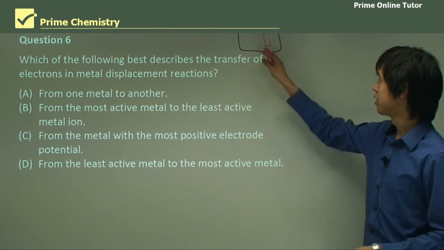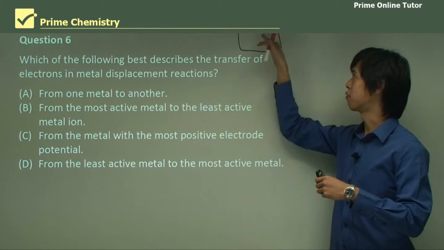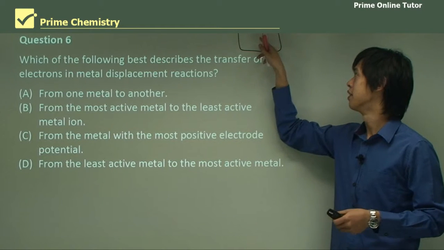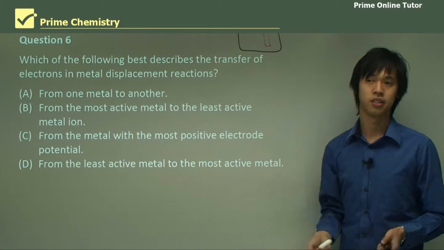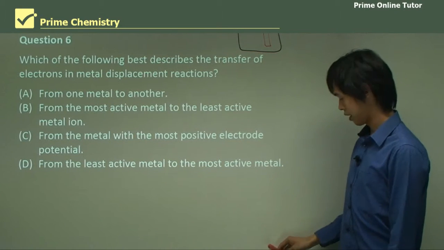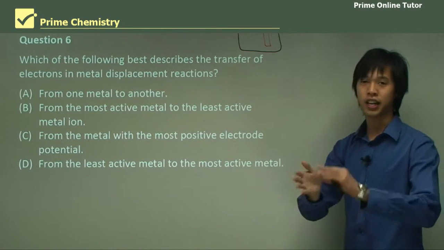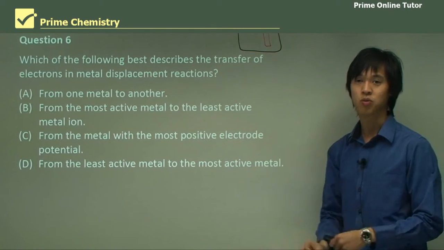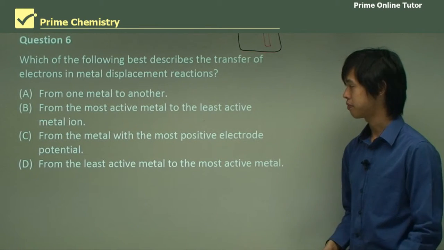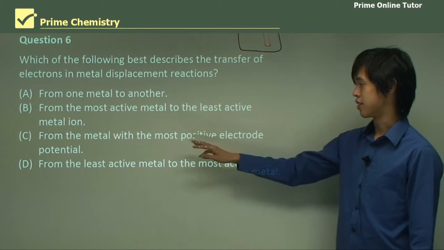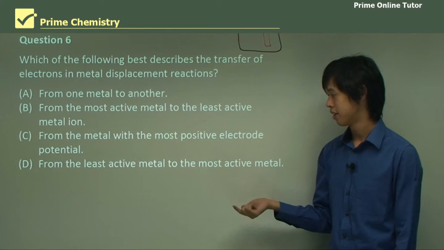What happens is the ions in this solution come out of solution and form on the outside of this piece of metal, and the solid metal becomes ionic and goes into the solution. So they swap places basically. So obviously it can't be A based on what I've just said, because it's not an electron transfer from one metal to another. It's from what appears to be an ion and a metal. So it's not C because there's no positive electrode potential. We don't have any electrodes in there.